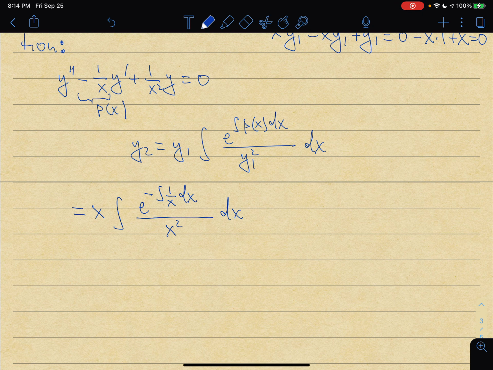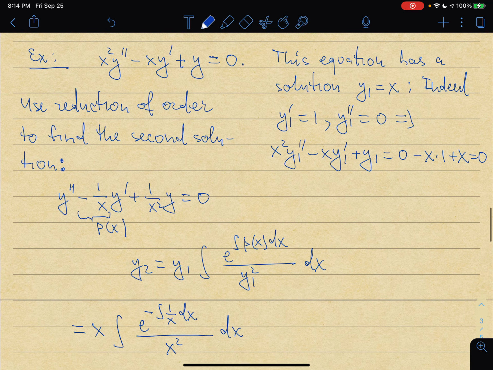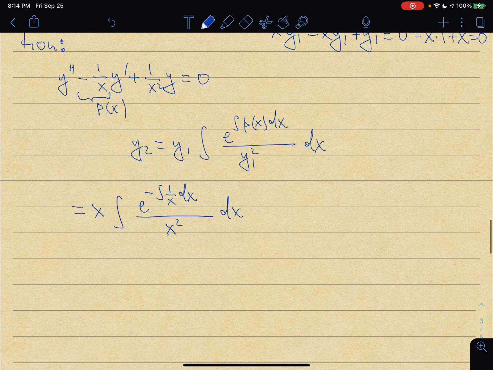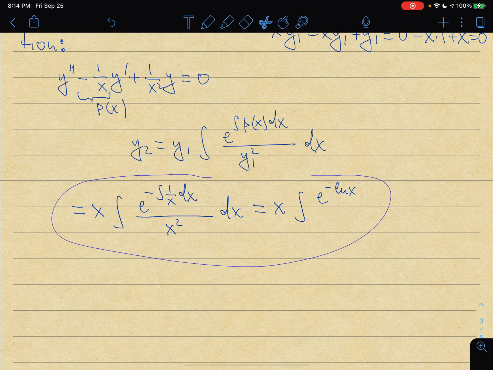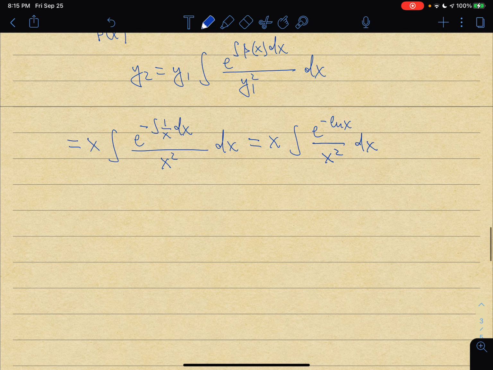All right, so what are we going to get? When you take the inner integral first, e to the power integral of minus integral of 1 over x is minus natural log x. So e to the minus natural log of x divided by x squared dx. This integral looks fairly formidable, but again, the idea is that you should be able to simplify the numerator.